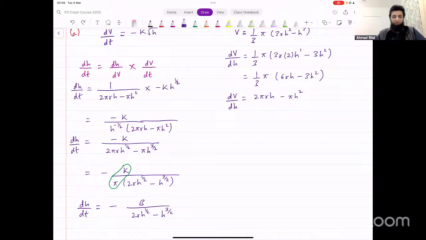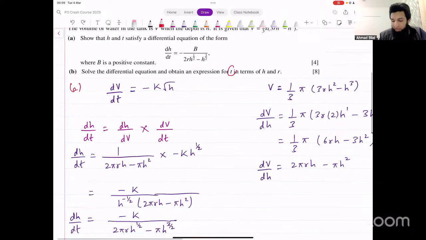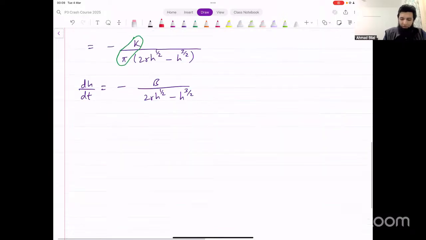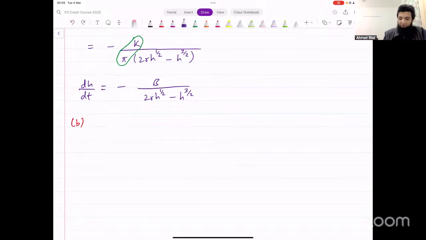All right. Now in the second part, we just have to solve this equation and obtain an expression for t in terms of h and r. Now let's do this quickly. It's just solving this differential equation now. We have to separate the variables for that. This is the equation that we've got. Let's separate the variables. We want h terms on the left side, t terms on the right. There's no t term as such here. So we can just take h terms to the left, 2Rh raised to power 1 over 2 minus h raised to power 3 over 2 times dh, that equals minus b dt.